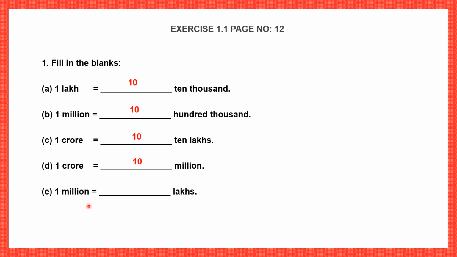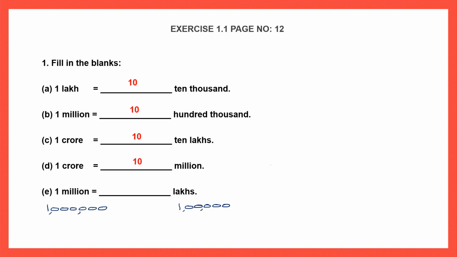Question E. 1 million equals how many lakhs? So again we have the international system in millions and lakh is the Indian system. So 1 million is equal to how many lakhs? Let's write the million first. So ones, tens, hundreds, thousand, 10,000, 100,000, 1 million. So let's put the commas here. So that's 1 million. Now let's write down lakh here. So ones, tens, hundreds, thousand, 10,000, lakh. So we've got the Indian system also.